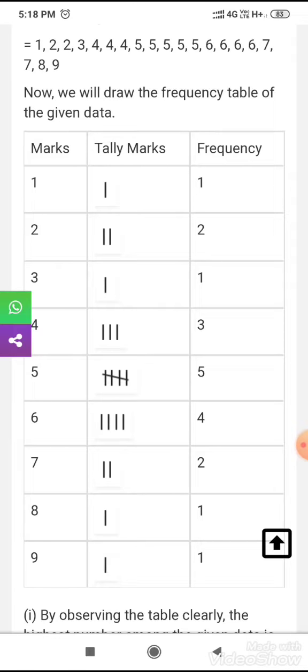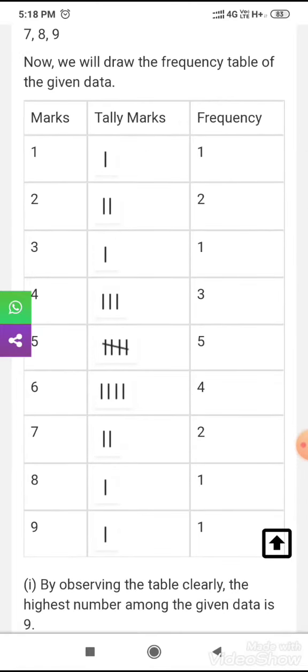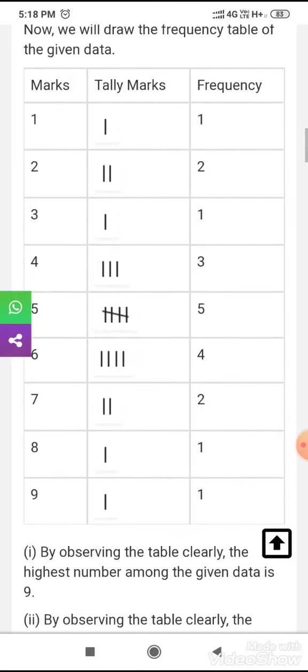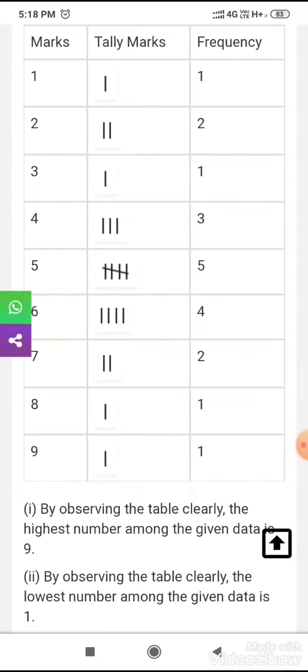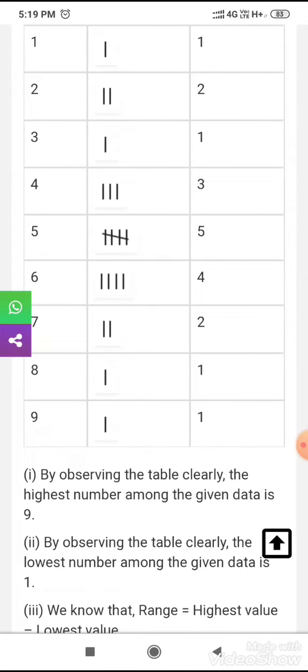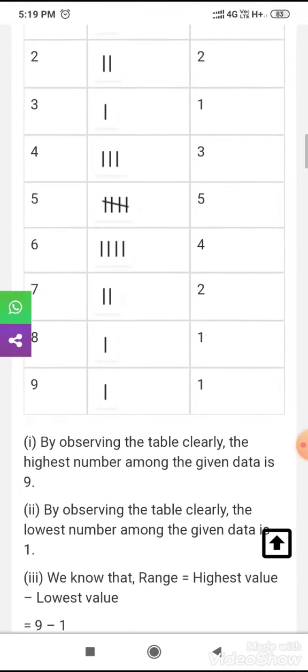For the third row, you have 1 as the frequency and you draw 1 straight line. For tally marks in the fourth row, you have 3 in the frequency column, so you draw 3 straight lines in the tally marks. In the fifth row, you have 5, so you draw 4 standing lines and then cut them by a slant line.